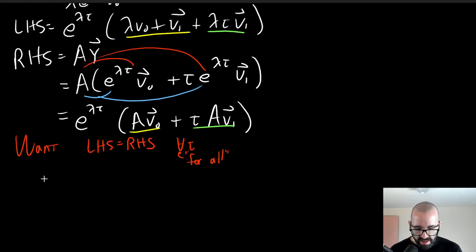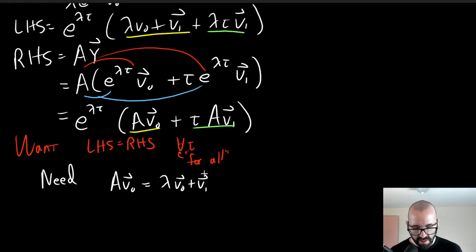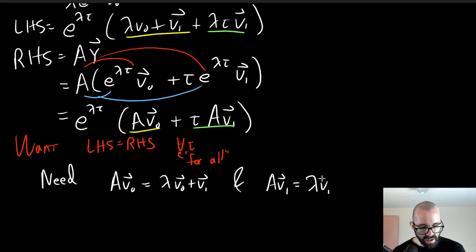So what we need for this to be a solution is for these things to be equal to each other. So we need A times v naught to equal lambda times v naught plus v1. And we also need A times v1 to equal lambda times v1. Oh, interesting.